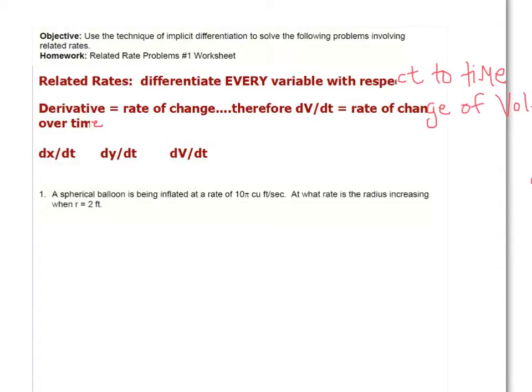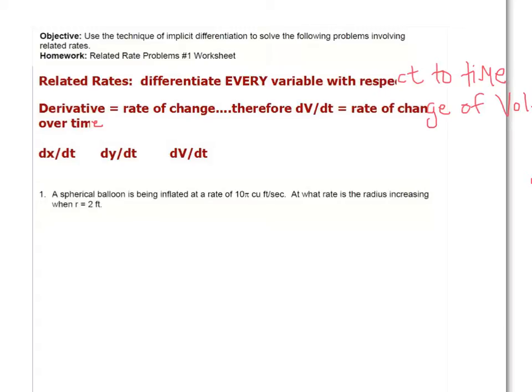So the second half of our unit with implicit differentiation is going to be applying the process of implicit differentiation to word problems. But when we set up these word problems, we're going to find the derivative of every variable with respect to time. So you can see I added that here to our notes. So if we have a problem about area of a circle, every single variable we're going to take the derivative of with respect to time.